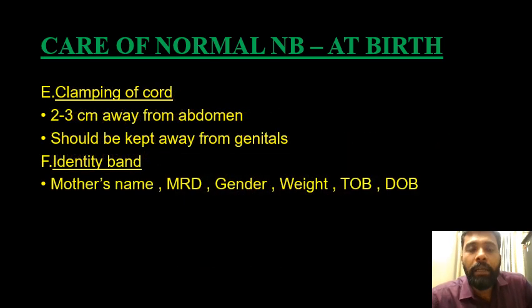Clamping of the cord should be done 2 to 3 centimeters away from the baby's abdomen, and the clamped cord stump should be kept away from the baby's genitals, that is just above the diaper or nappy if it is being put. It should be kept away from the genitals for preventing the ascendancy of infections, and also to avoid traction and pulling and possible bleeding.